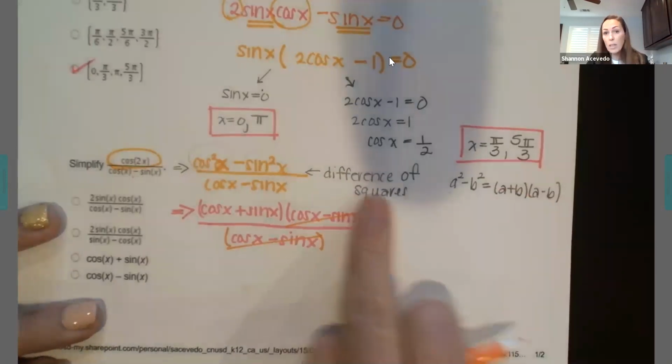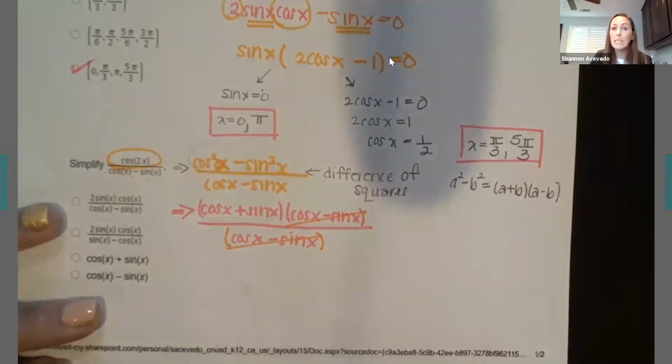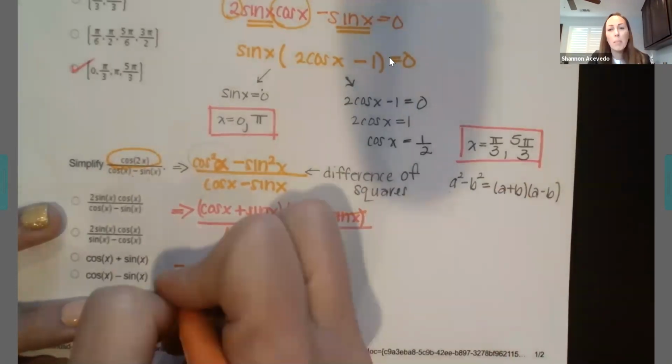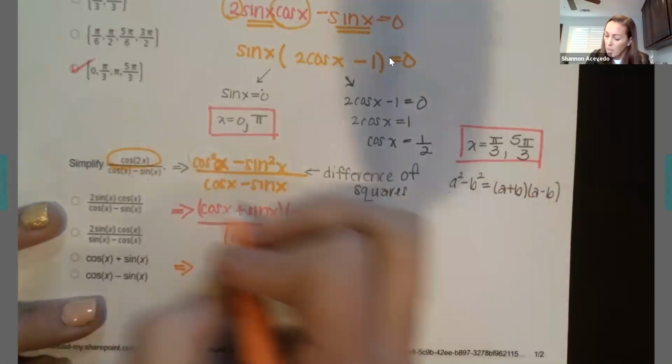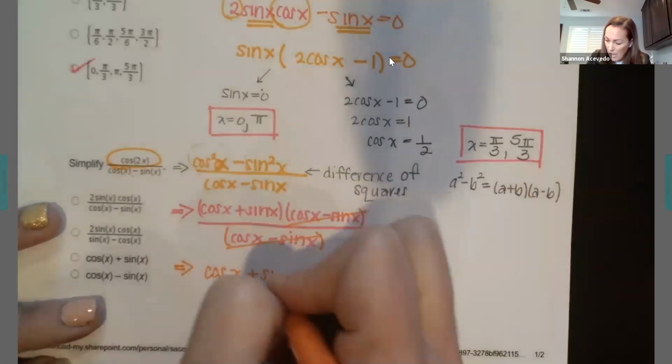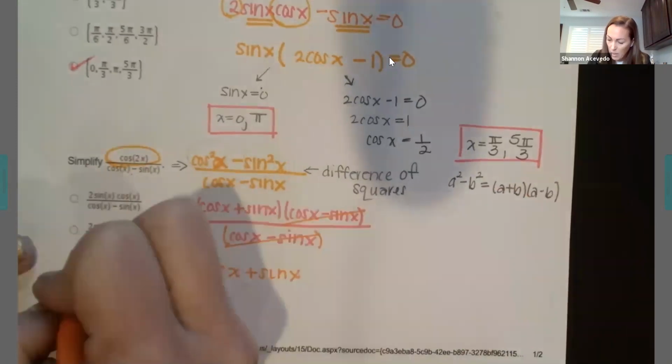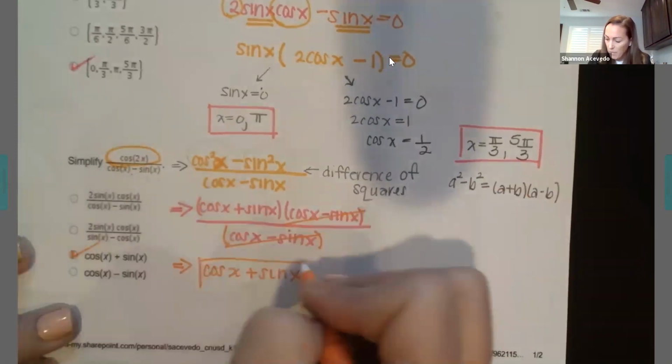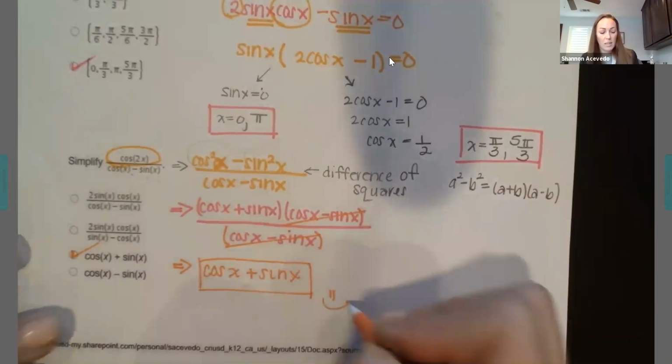And sometimes we forget that. So it's good for us to practice and see it so we can remember. And we're like, oh yeah, I remember doing that. So I end up with just cosine of x plus sine of x, and it's this one right there. And this is my simplified version. All done.